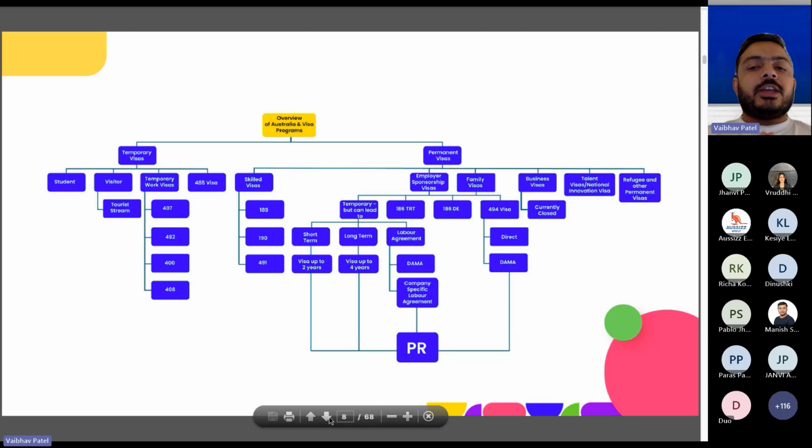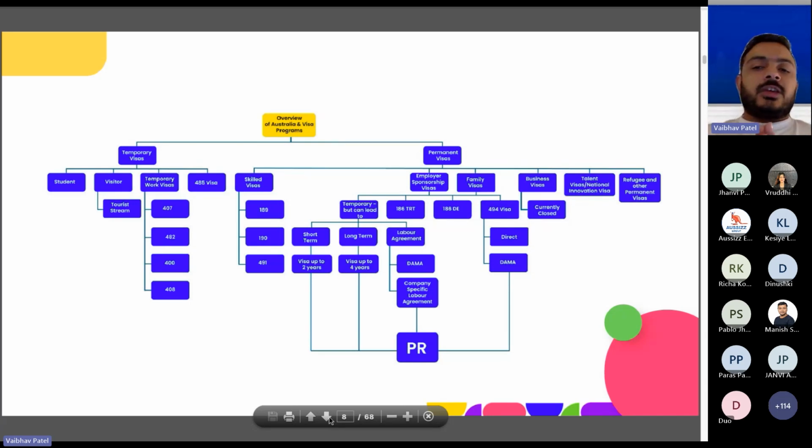So that's why subclass 494 DAMA is also chosen if you don't seem to meet the criteria for a direct entry. The next category is family visas. In family visas, generally you cover, let's say, partner visas, remaining relative visas, aged dependent visas, carer visas, and parent visas. All these visas are covered in the family visa category.